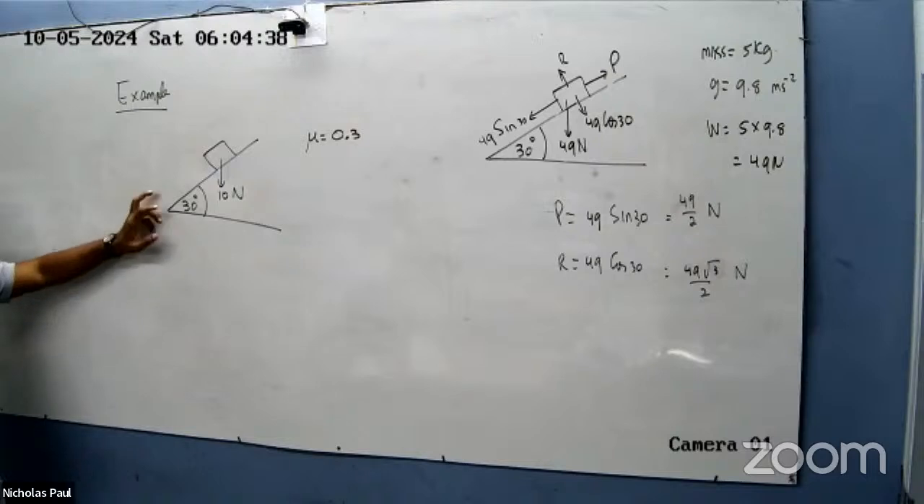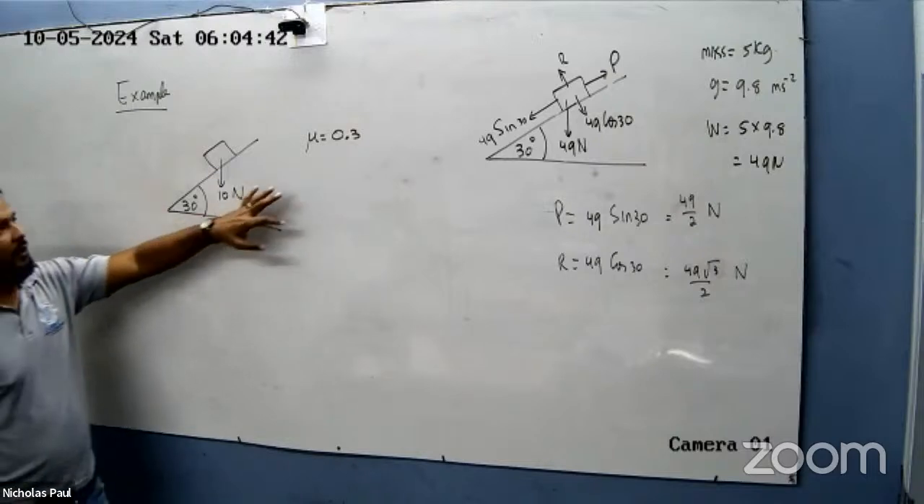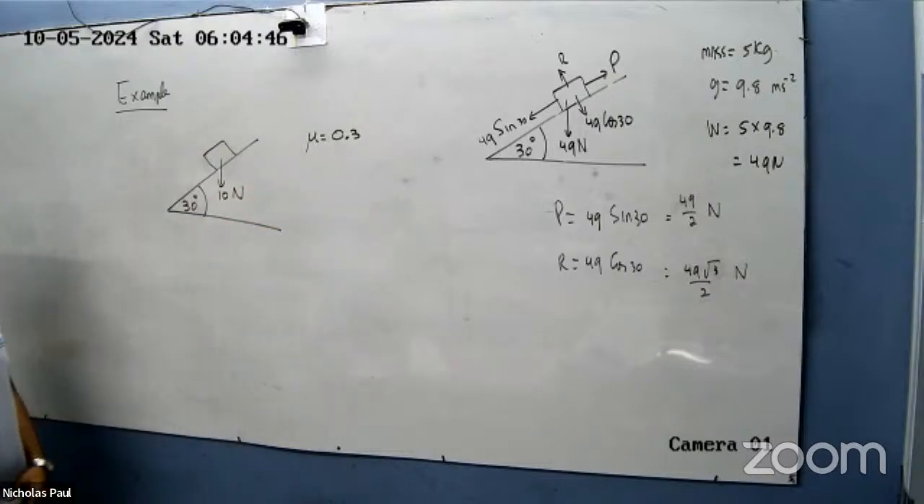Right, the coefficient of friction is 0.3, right, Marcus? Yeah, three. The coefficient is 0.3, right? The coefficient of friction is 0.3, right?